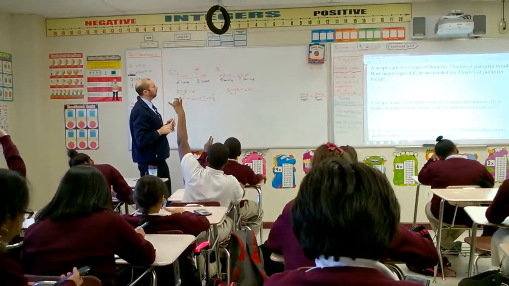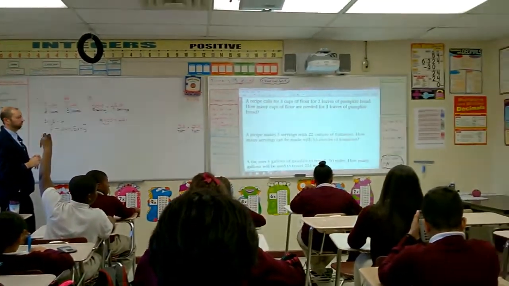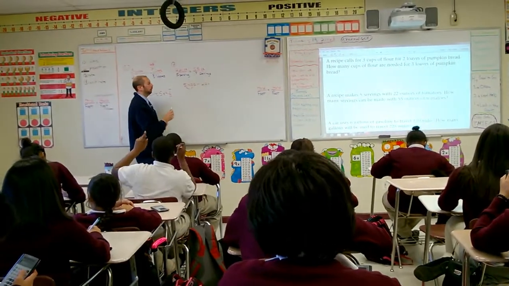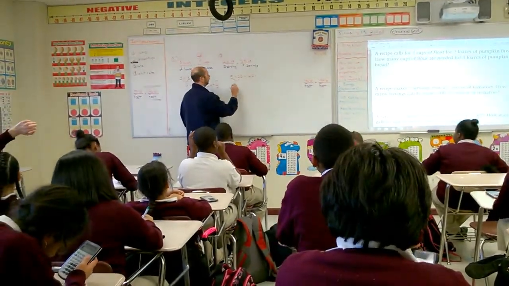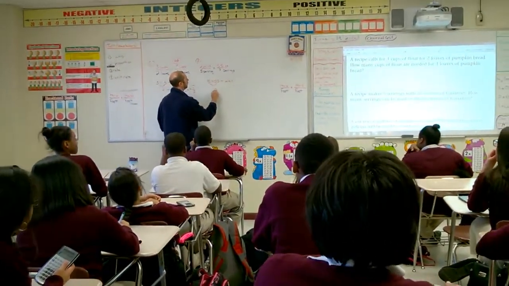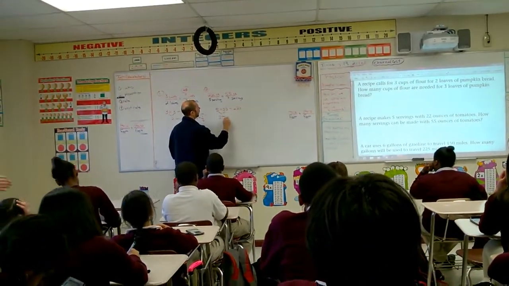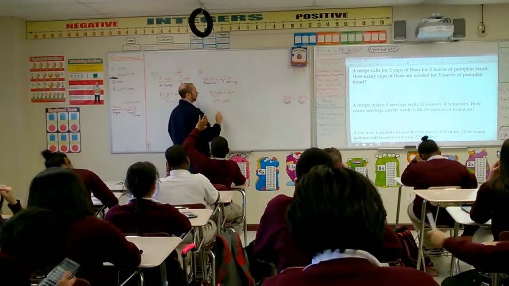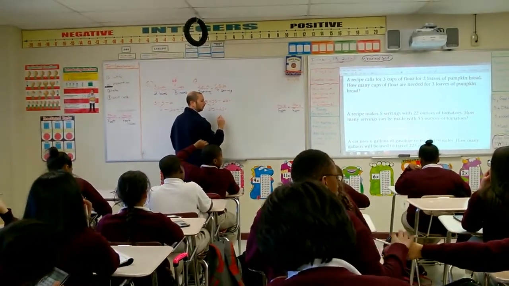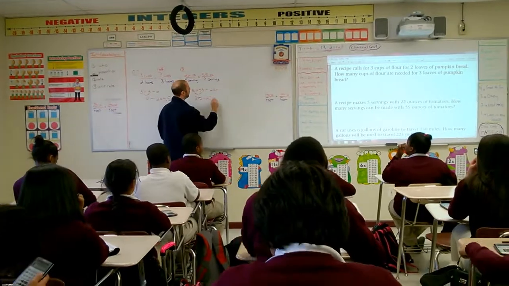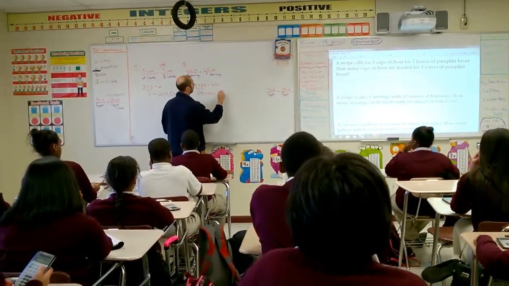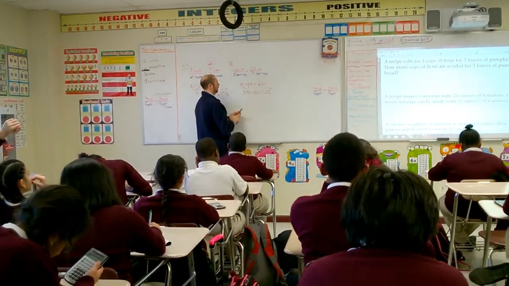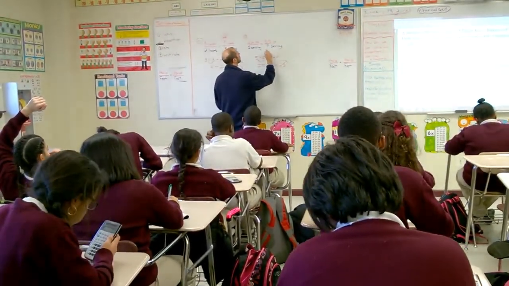So what is 5 times 55? Divide that by 22. So we need 12 and a half servings.